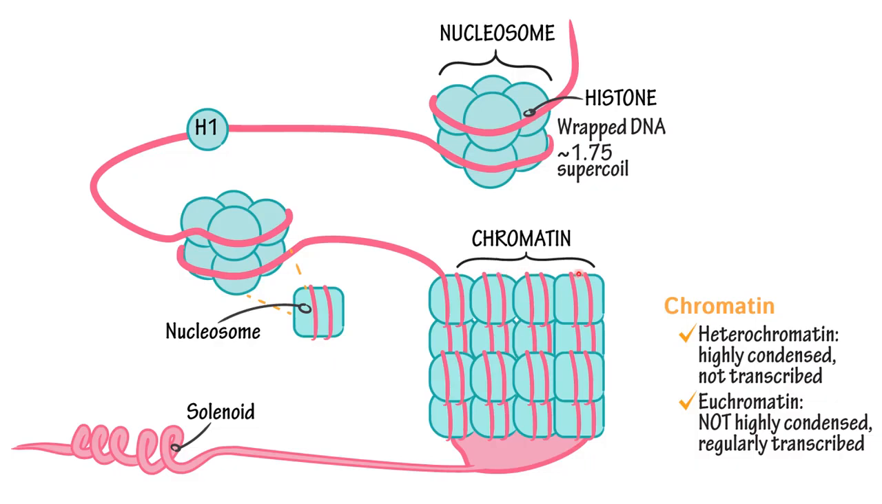Now this chromatin is of two types, heterochromatin and euchromatin. Heterochromatin is a highly condensed structure and it is not transcribed. So you can say transcriptionally inactive. While euchromatin is not highly condensed. Okay, and this is a transcriptionally active structure.